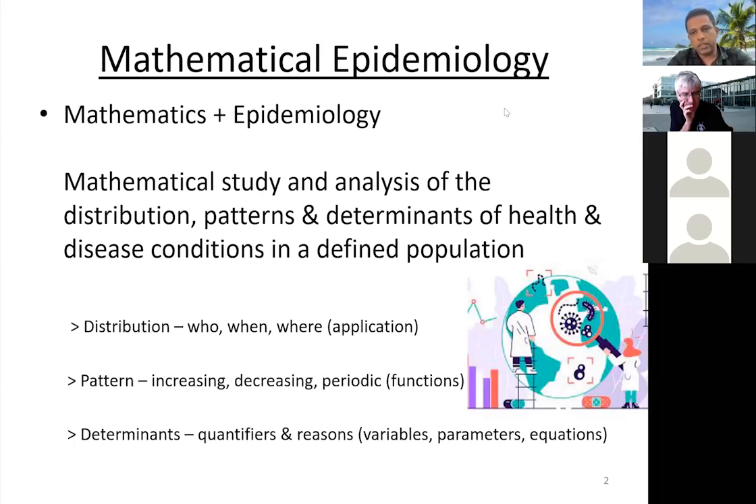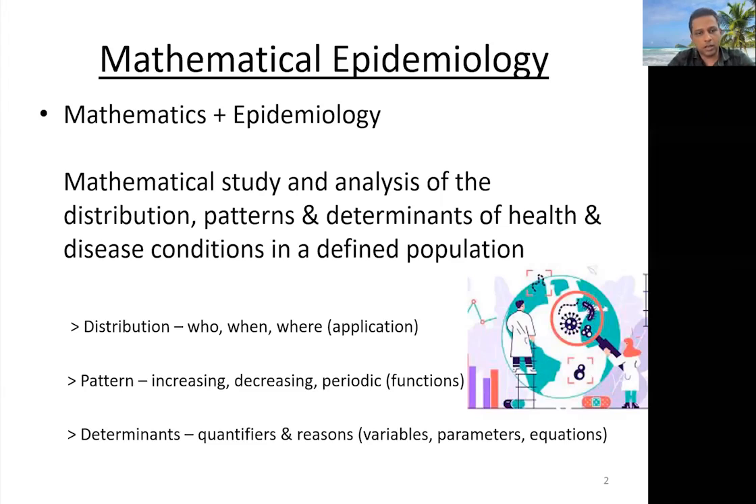So if we see these three key words here, you can see distribution addressing who, when, and where. That means what is the situation to which we apply our mathematical model. It may be dengue, it may be COVID-19, it may be any other infectious disease. With whom, when, and where. Those are the thoughts that we should consider in the distribution.